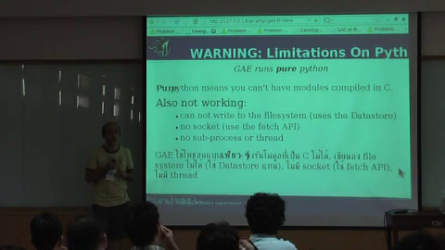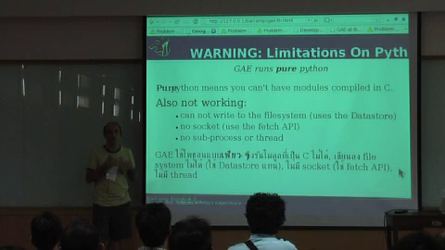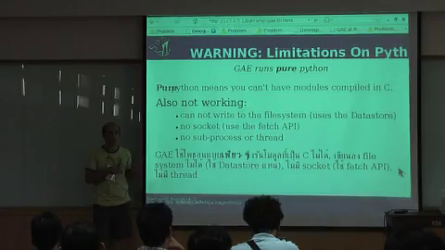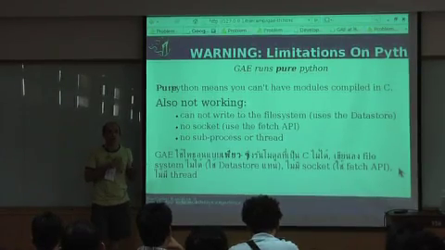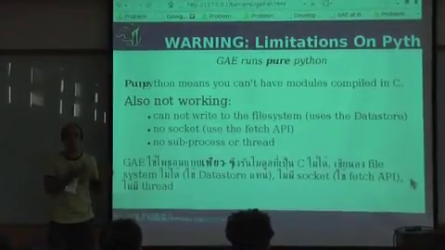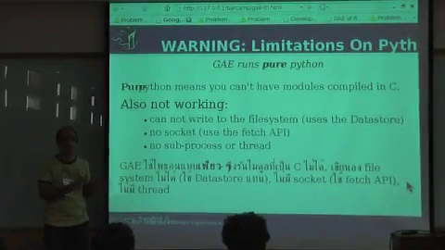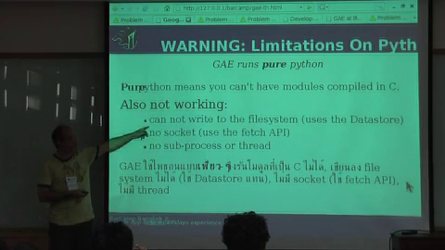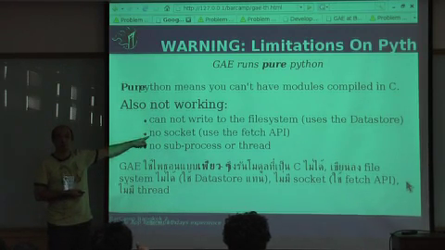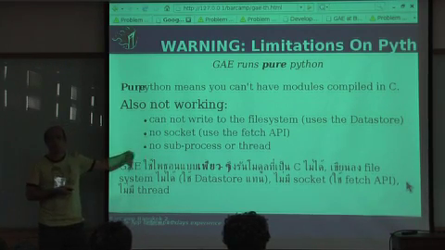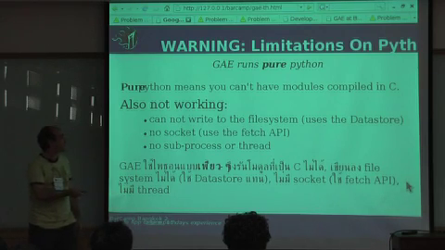For one, it has to be Python for now. They're talking about having other languages, but for now it's Python. And the Python running there is what's called pure Python, meaning that you cannot have any module which is in C. If you have a module in C, it won't run. You have to have a pure Python module. Also, you cannot write to the file system. You can only read. You cannot use sockets, but there is an API to get pages. And you cannot fork or have subprocesses and threads.